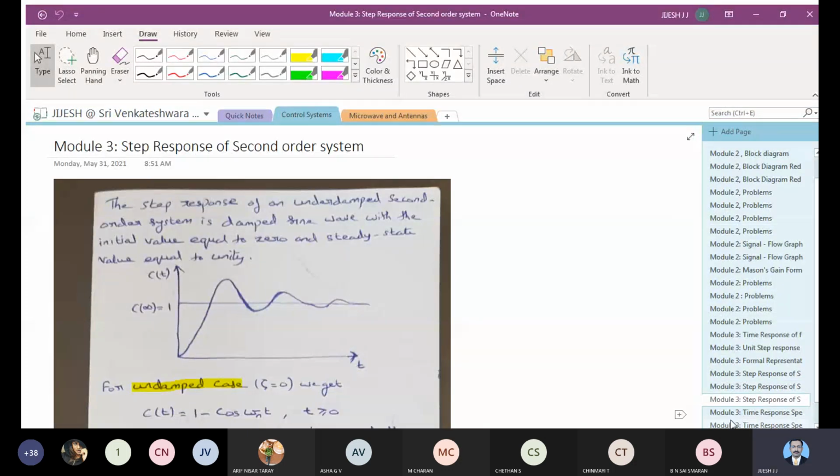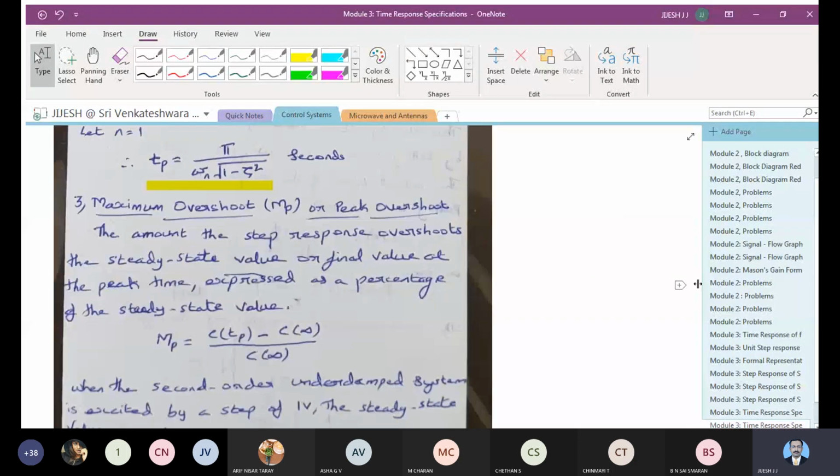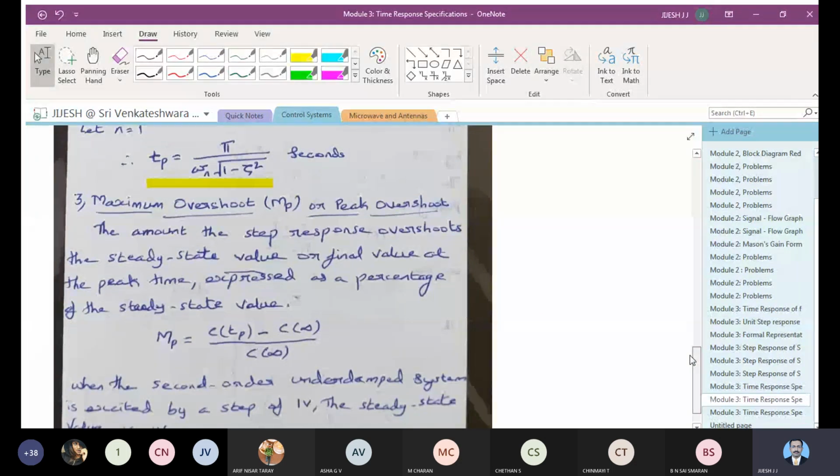So maximum overshoot, Mp, or peak overshoot. Mp is explained as C of Tp minus C of infinity divided by C of infinity. Just see the figure once again. So the amount by which the step response overshoots the steady state value or final value at the peak time, expressed in percentage. So that is what maximum overshoot indicates.